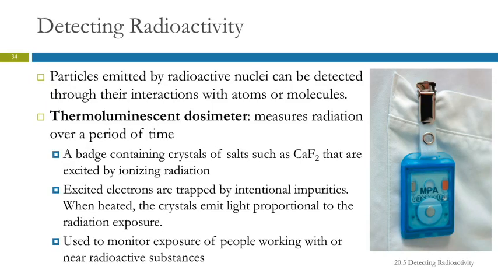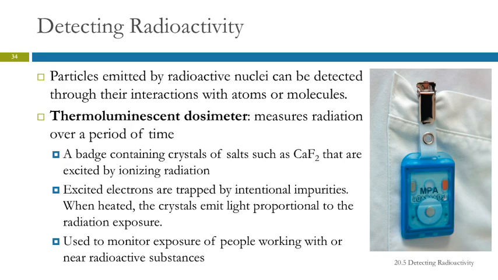So we talked about what radioactivity is, the different sorts of particles and emissions. How do we detect radioactivity? We detect the particles emitted by radioactive nuclei by looking at their interactions with atoms or molecules.